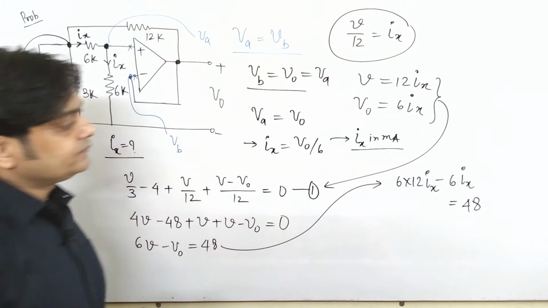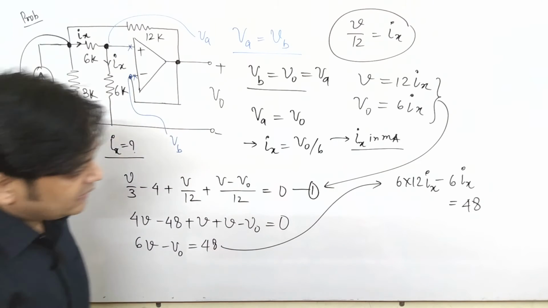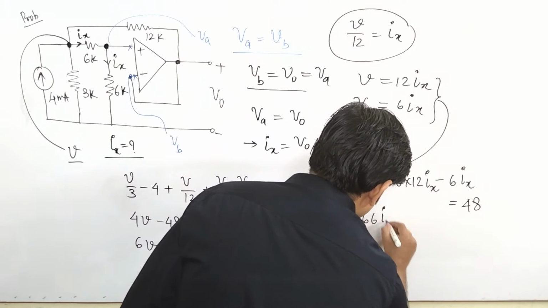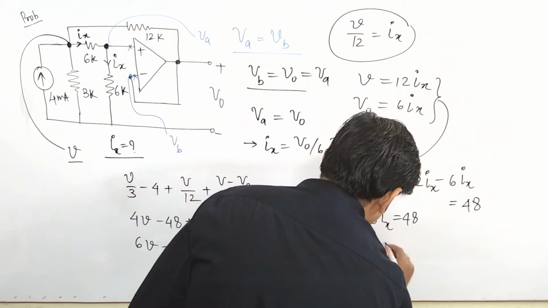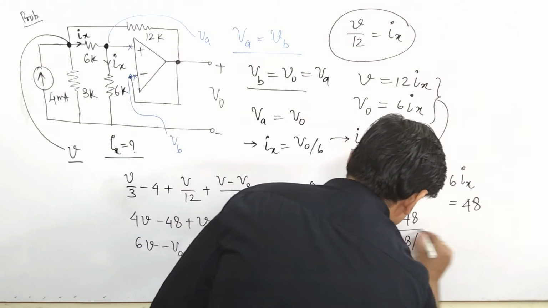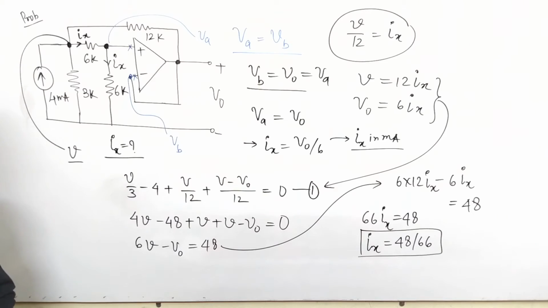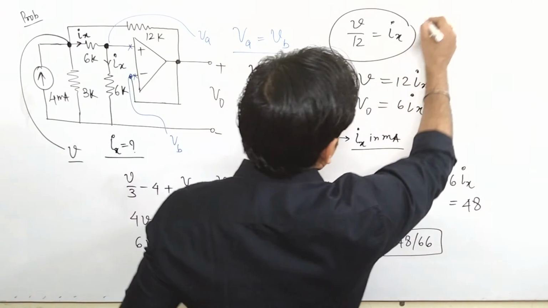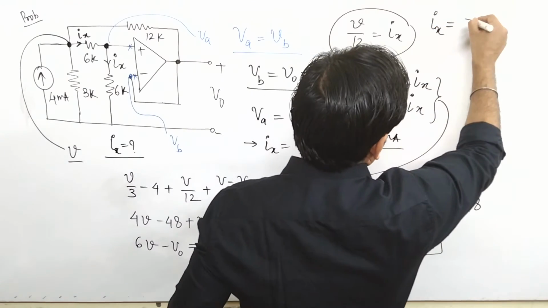Now just solve it. How much is it? 72 minus 6, that comes to be 66. So the value of Ix comes to be 48 divided by 66. This is your answer. If you solve this, the value of Ix comes to be how much?